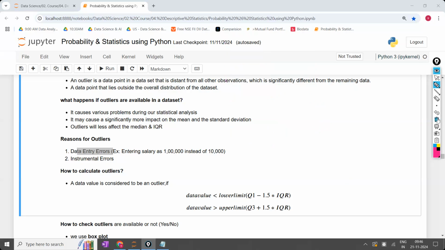Now, here any value less than Q1 minus 1.5 into IQR is considered as an outlier. Any value greater than upper limit, that is Q3 plus 1.5 into IQR, is considered as an outlier. Okay. Now, what happens if outliers are available in the data set? Now, it causes various problems during the statistical analysis. Just let us take an example.